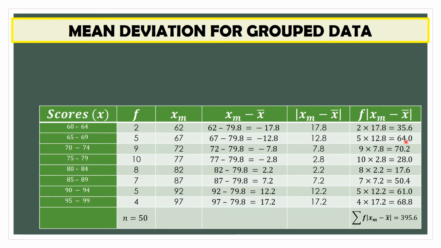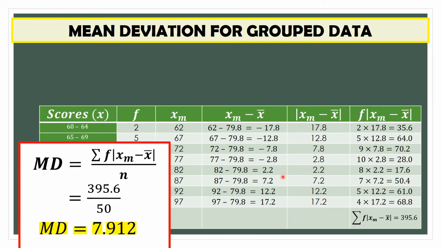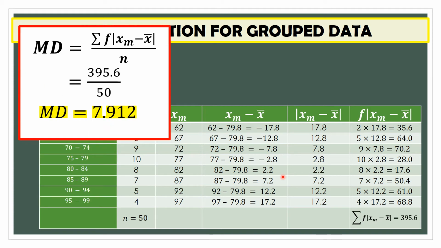Now, we are going to get its sum. Add them up. So, therefore, the sum for this column is equal to 395.6. Okay? Then, for the mean deviation, we have 395.6, the summation, divided by 50, the n. The answer is 7.912. Okay, so that's it.